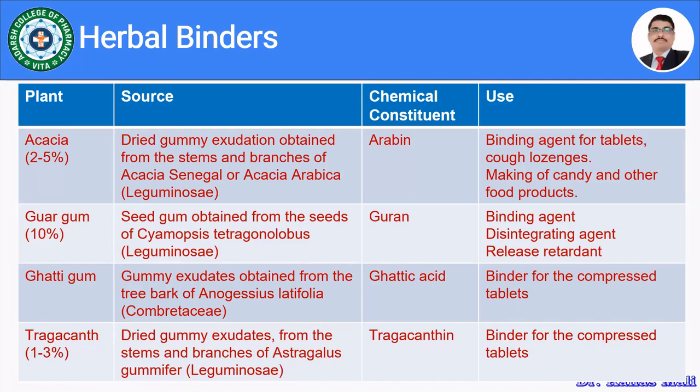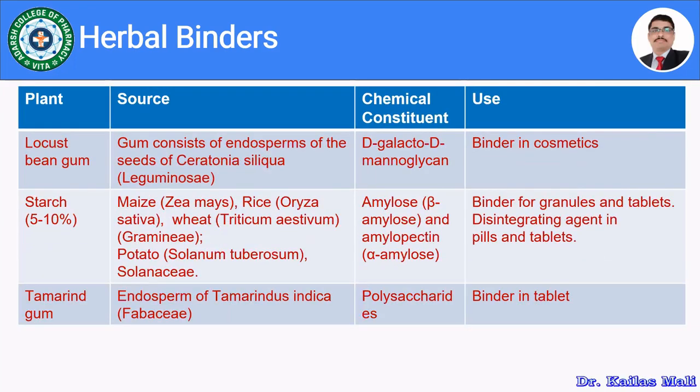Then the next gum is tragacanth gum, which is going to be used in the percentage of 1 to 3%. So again, it is a dried gummy exudate from the stems and branches of Astragalus gummifer belonging to family Leguminosae, and mainly it contains tragacanthin, which is water soluble, going to act as a binder for the compressed tablet. The next gum is locust bean gum.